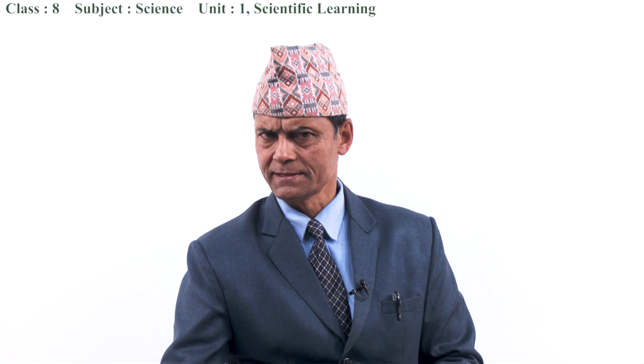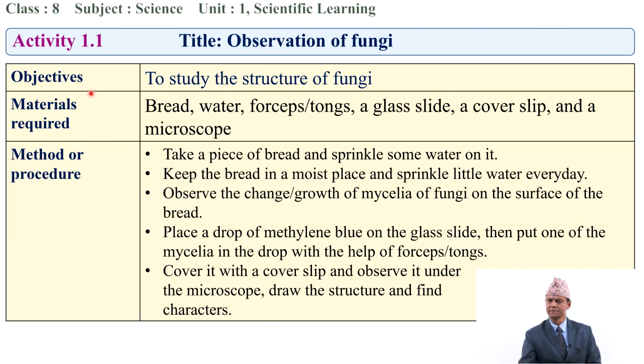That is also fungi. So, what type of fungi observation can we do? Let's discuss. First, you have to prepare an observation report like this. After doing observation work, we can prepare the report. First of all, we have to set the objective. What is our objective? To study the structure of fungi.